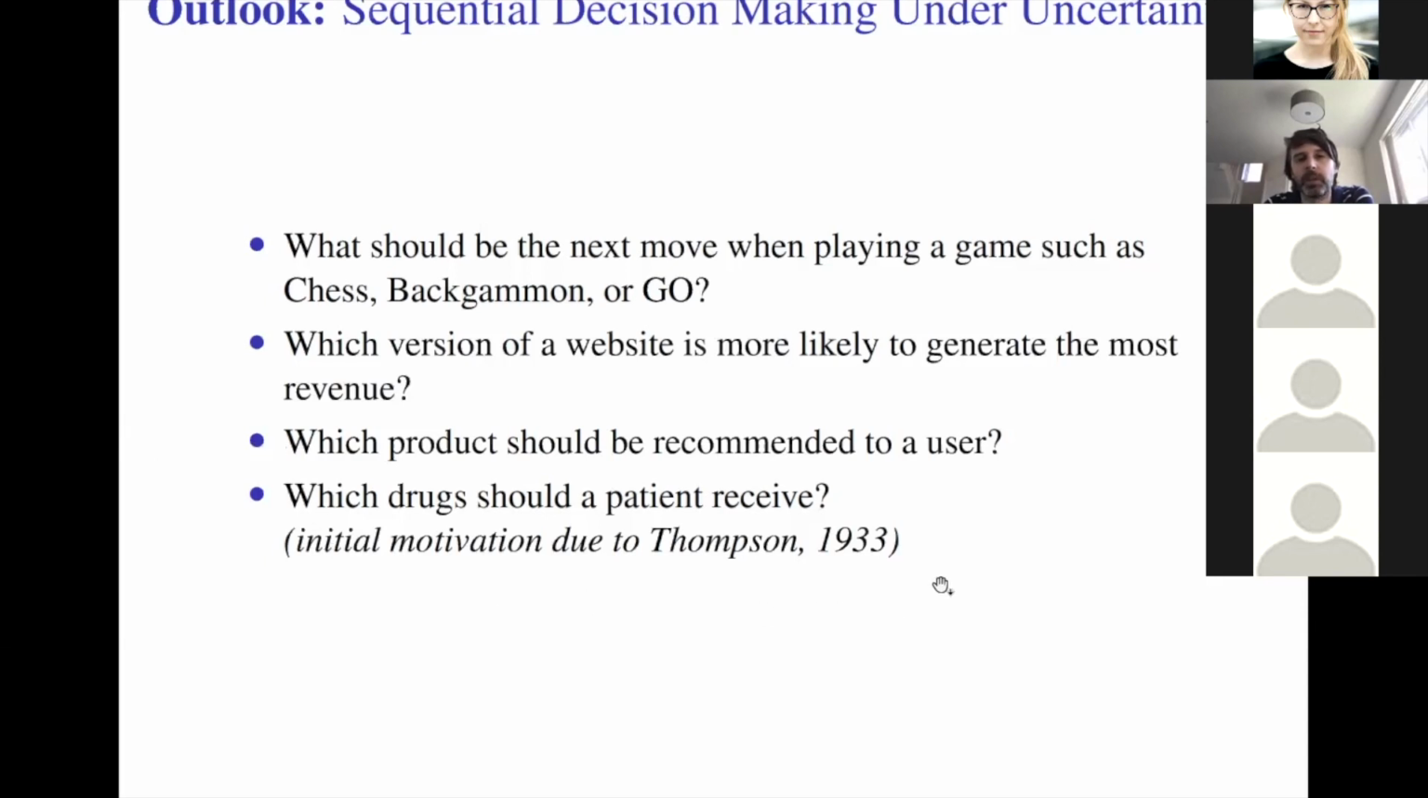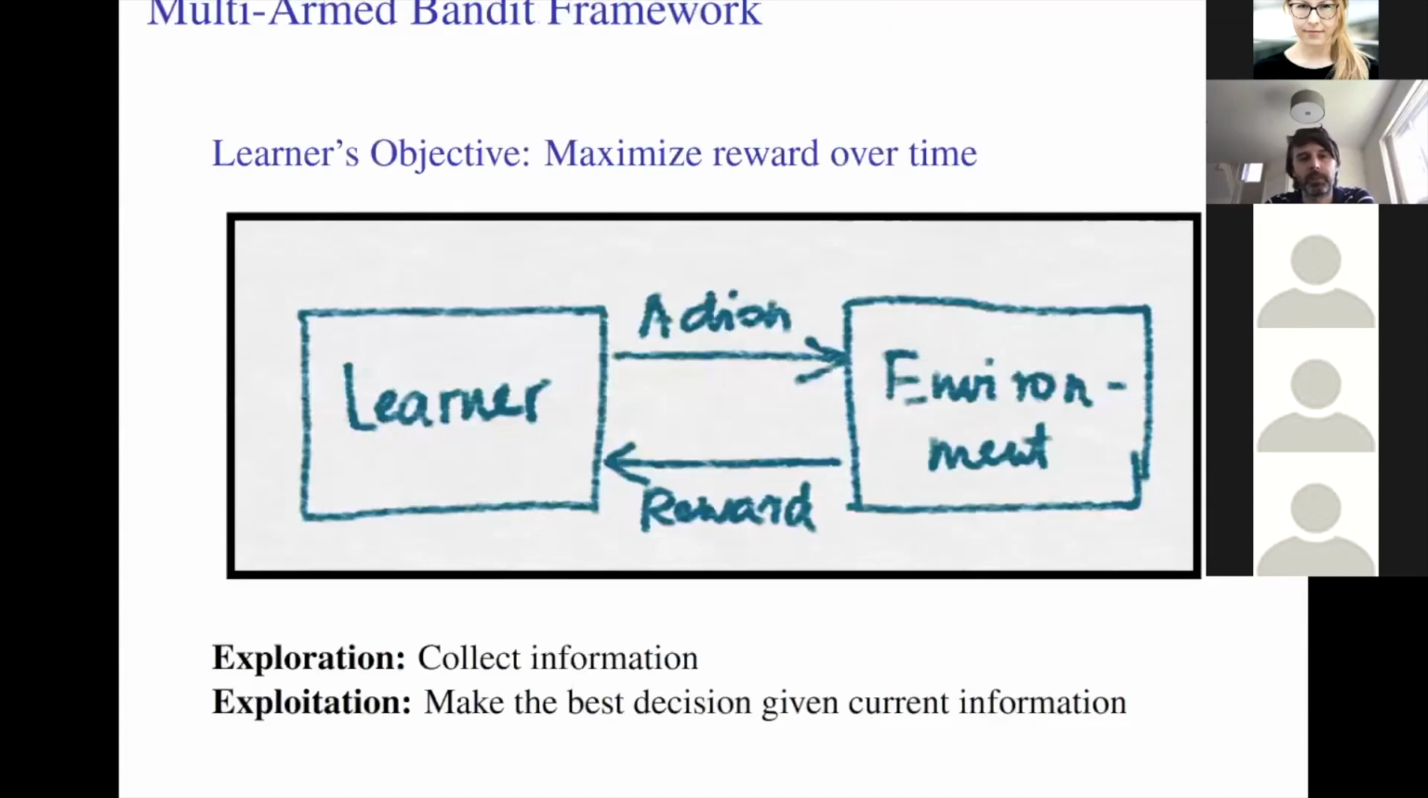Traditionally, these kinds of problems were considered in medical statistics. So for instance, drug design: which drugs should a patient receive? Or if you want to test if a drug is efficient, how to do this. So yeah, just some high-level figures. I guess you discussed reinforcement learning already. So the problem is very similar to that.